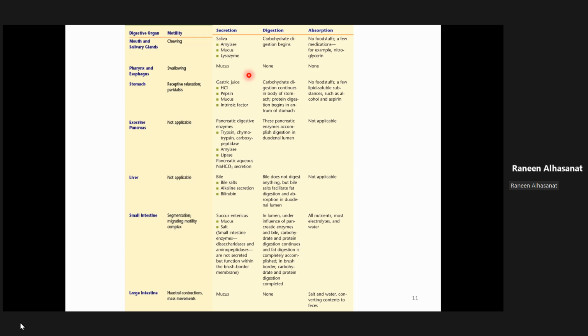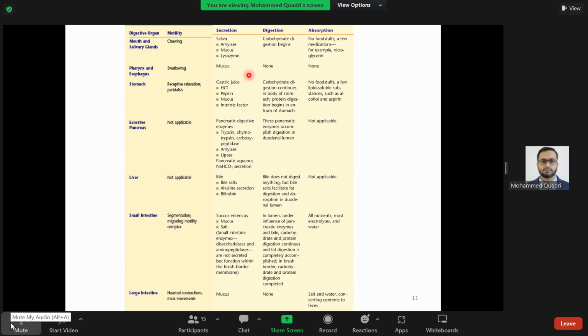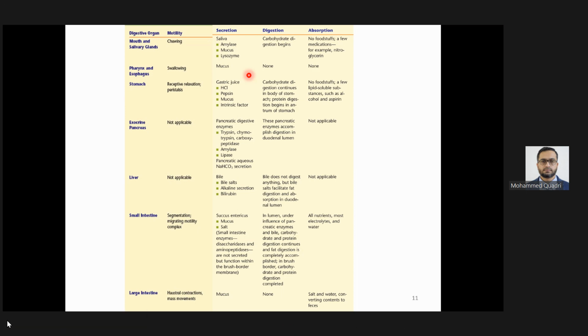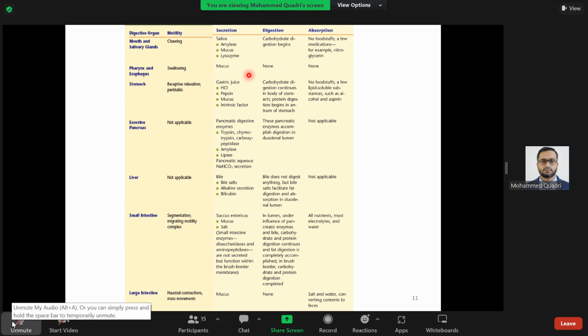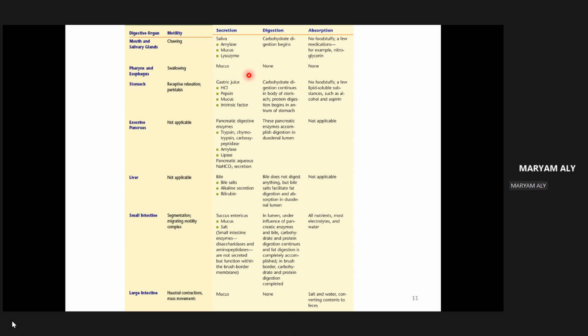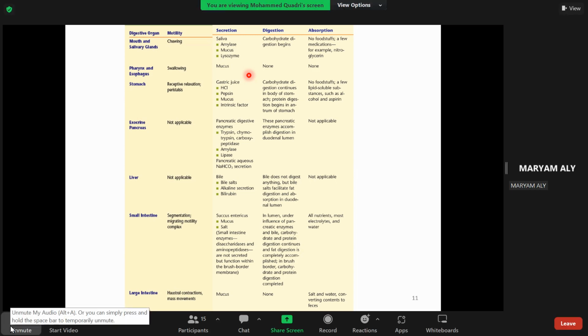Somatostatin. Okay, somatostatin, good. Something else? One more thing. Something in the stomach. E cells. Enterochromaffin-like cells. Histamine. Absolutely right, histamine.